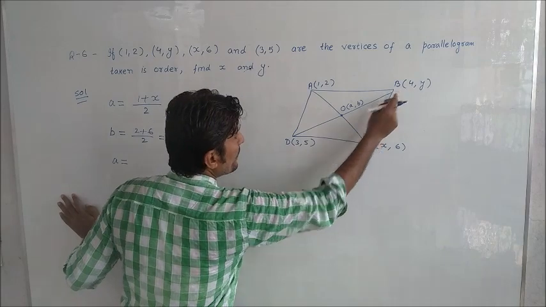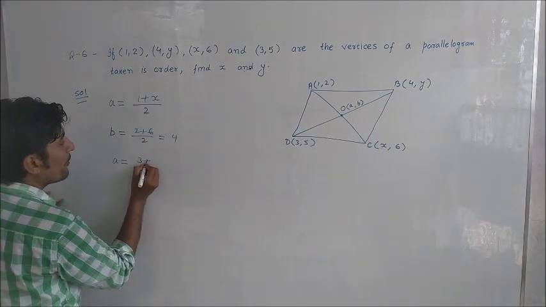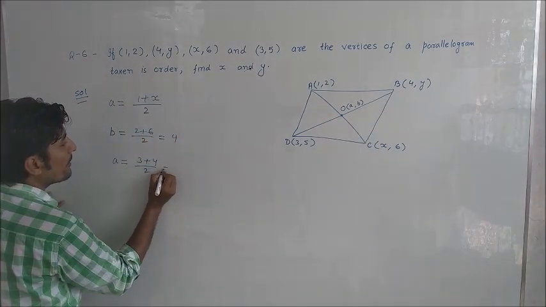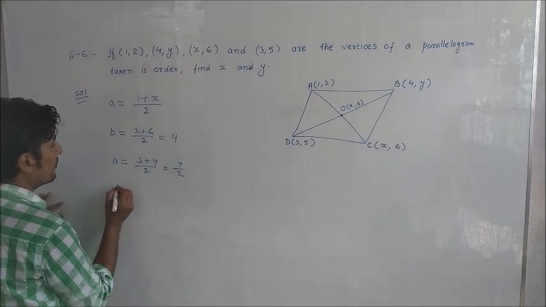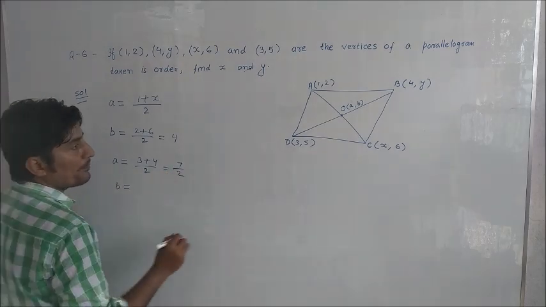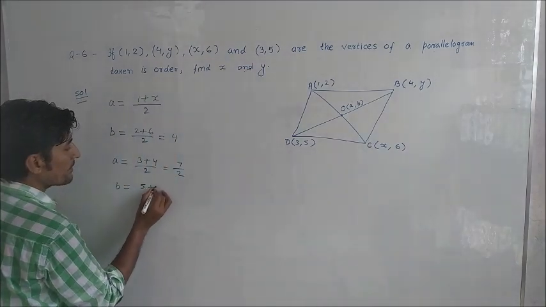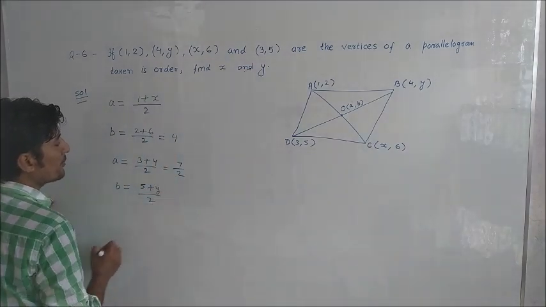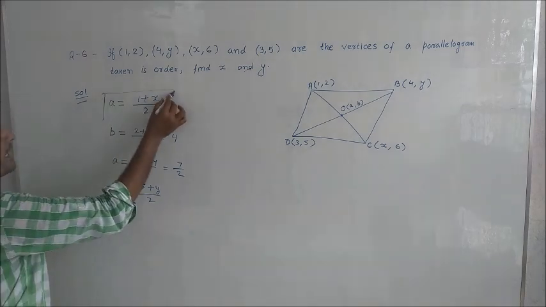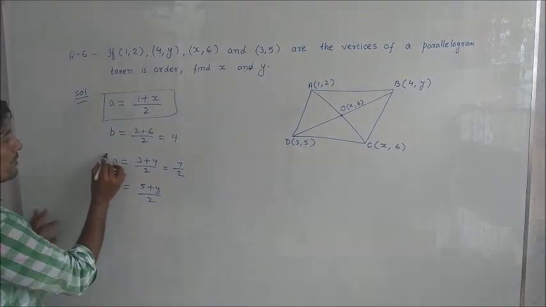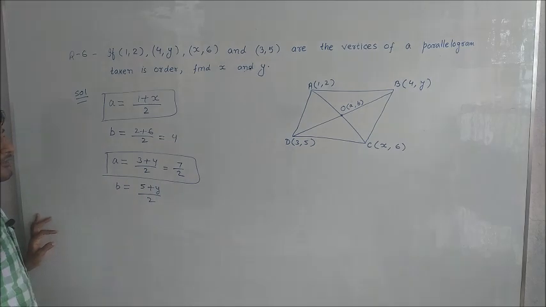x1 is 3, x2 is 4. So (3 plus 4) upon 2 will be equal to 7 upon 2. Now similarly we can find the value of B also: (5 plus y) divided by 2. Now here the value of A is (1 plus x) upon 2. Value of A again we are getting 7 upon 2.